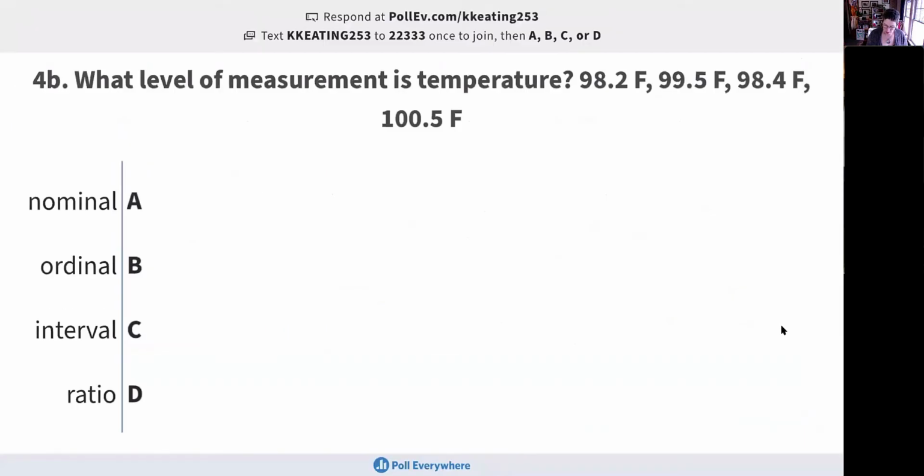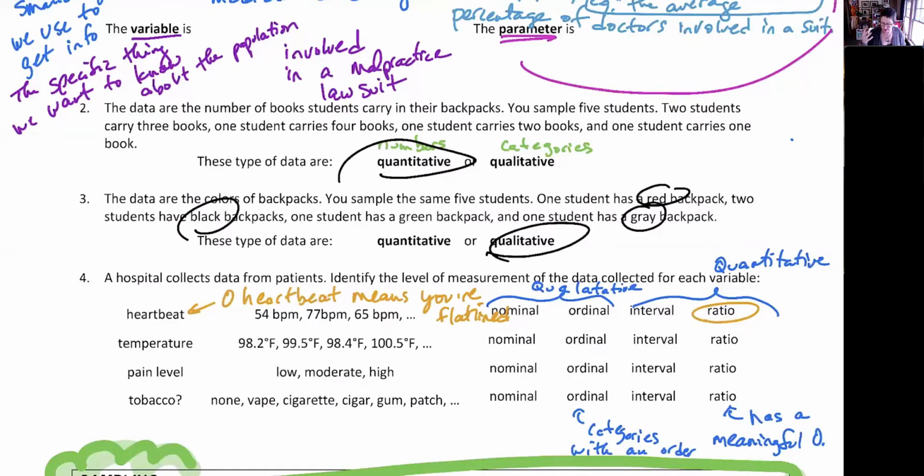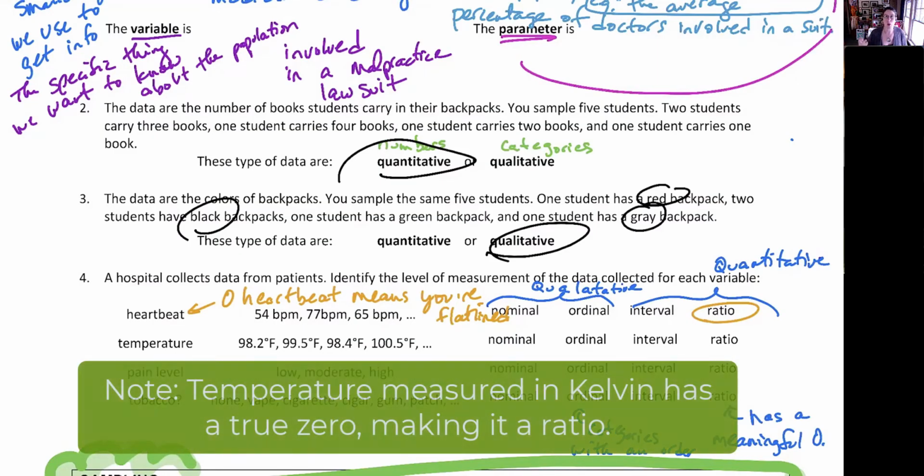Temperature has a zero. Here's some examples. Temperature has a zero, but is that a meaningful zero? Or is it a category? Temperature has a 0 degrees, but it's not meaningful. That 0 degrees is just demarcating something occurring. 0 degrees Celsius means that water freezes, but you can go negative. So this is an interval because the zero is not meaningful for temperature. It's just demarcating something happening.